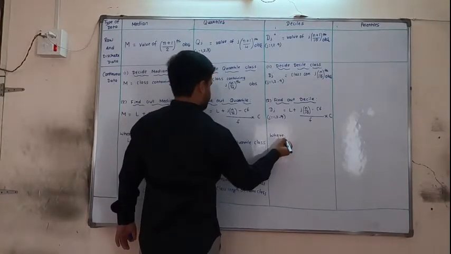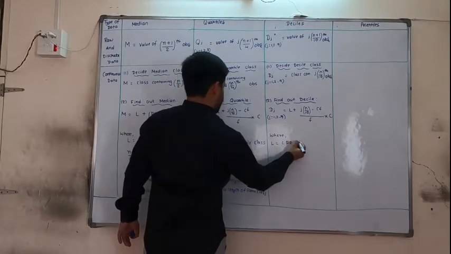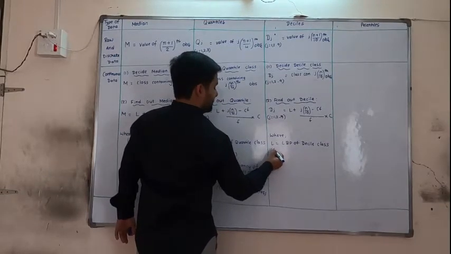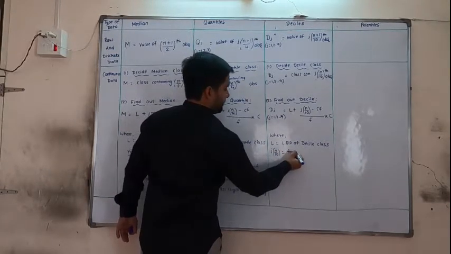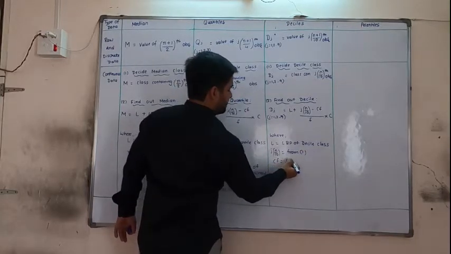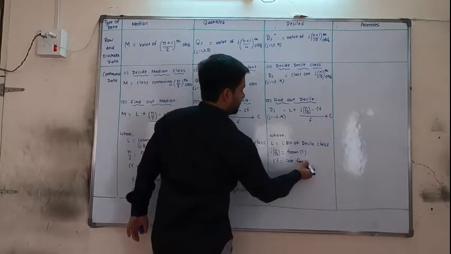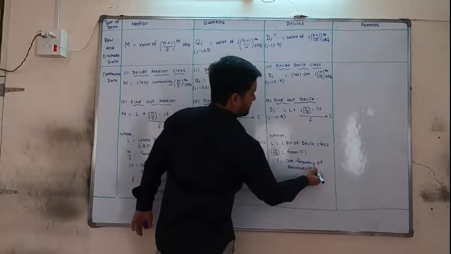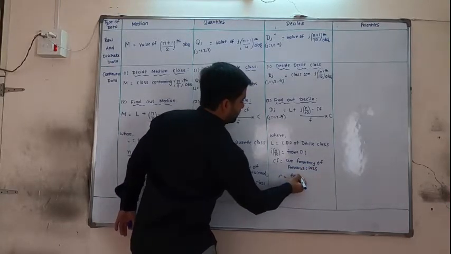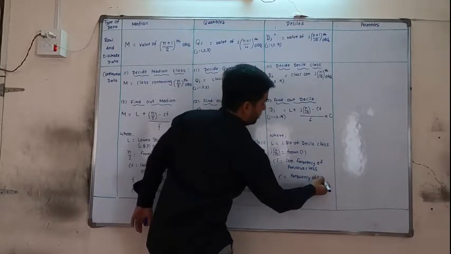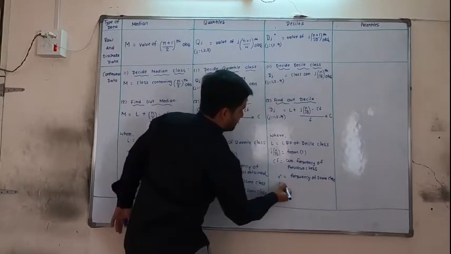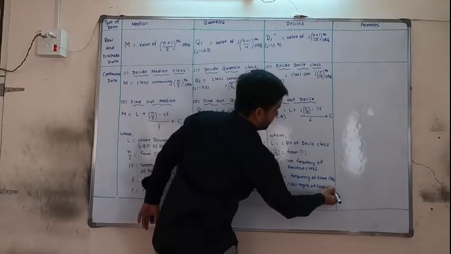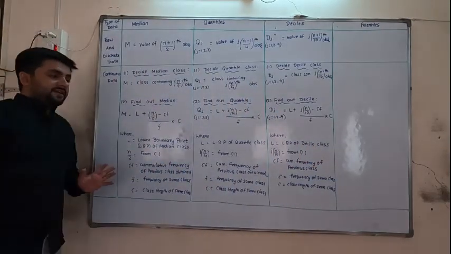Again, where L is the lower boundary point of the decile class, J n by 10 from 1, Cf is the cumulative frequency of the previous class, F is the frequency of the same class, C is the class length of the same class. The same things we are writing, friends.